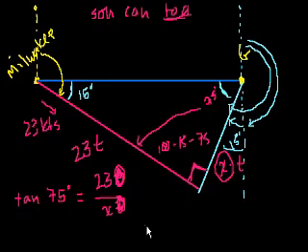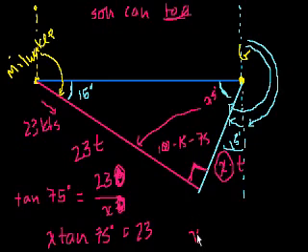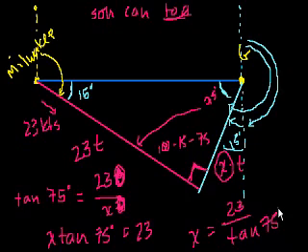Let's see if we can solve for x. So we multiply x times both sides. You get x tangent of 75 is equal to 23. And then divide both sides by the tan of 75, and you get x is equal to 23 divided by the tangent of 75 degrees. And so that's our answer.